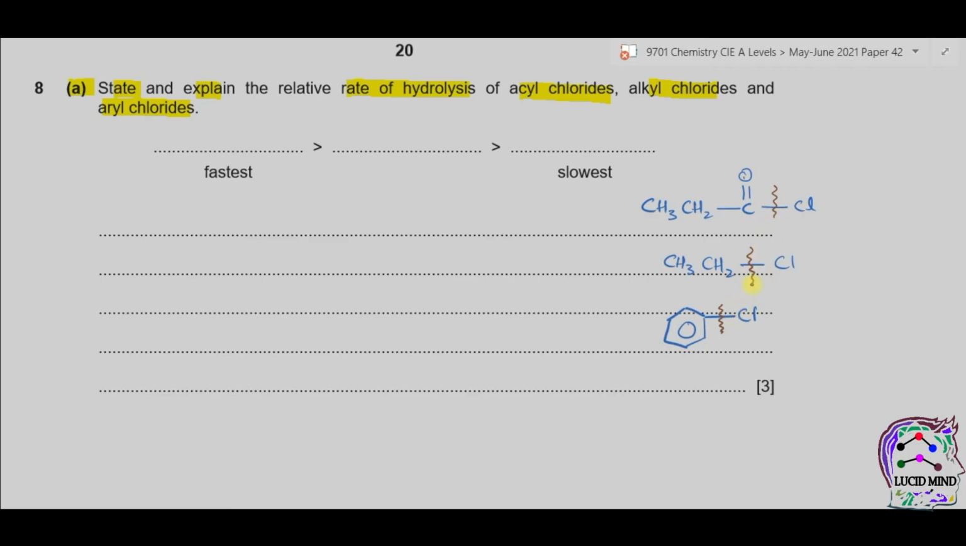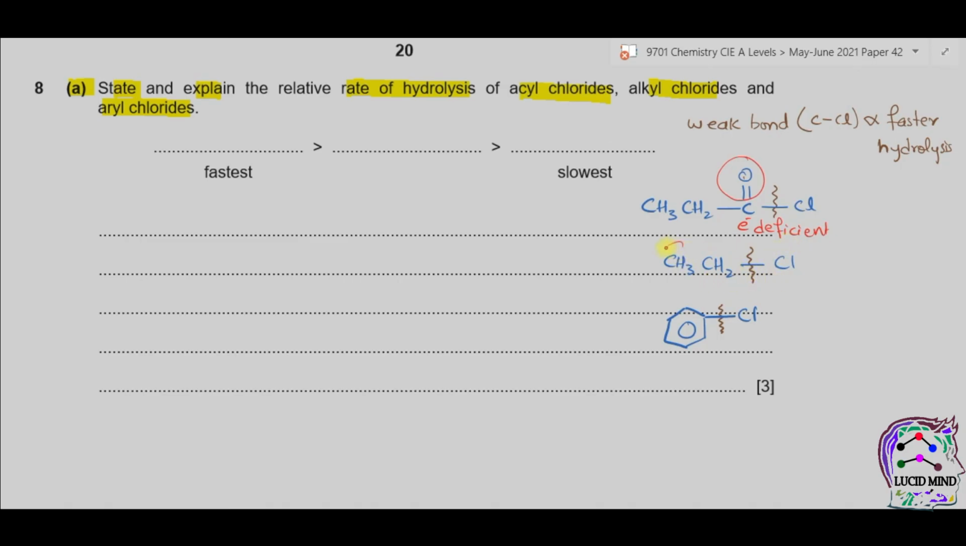Now ease of hydrolysis depends on the weak bond. A weak bond means faster hydrolysis, and this bond is between carbon and chlorine. So the weakest bond between carbon and chlorine in these three will give the fastest rate of hydrolysis. In the first one, this carbon is also attached to an electronegative oxygen atom, so this carbon will become electron deficient. When it becomes electron deficient, this bond is easy to break.